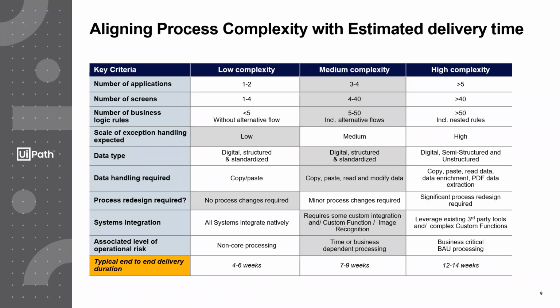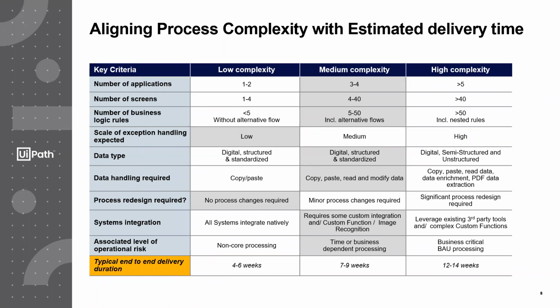So where does 3 and 4 fall? There's medium complexity, which says the range is 3 and 4. We have the number of applications as 3, so we highlight the 3 to 4. Similarly, go to the number of screens. Within those 3 applications, we have around 30 screens.